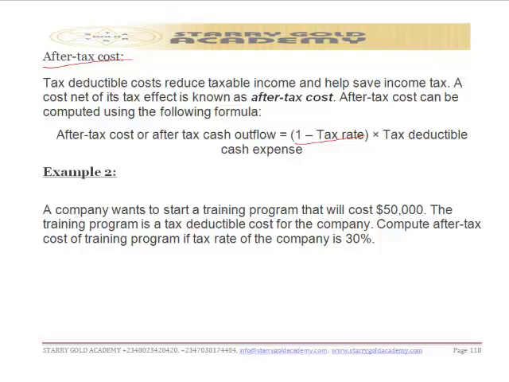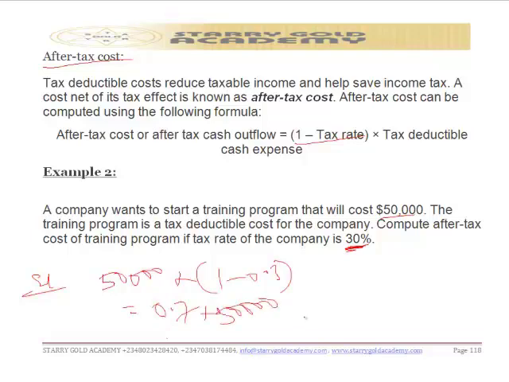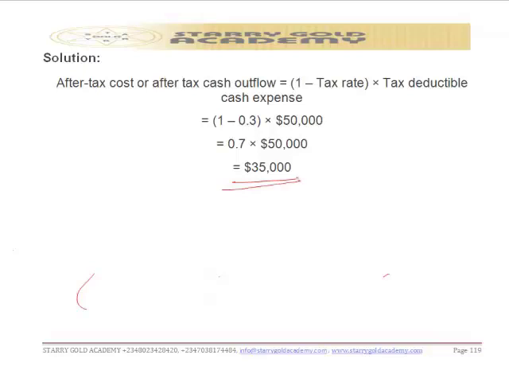Example, a company wants to start a training program which costs 50,000 naira. The training program is a tax deductible cost for the company, and the after tax cost of the training can be calculated after applying the 30% tax benefit. And how do we do this? Solution: the taxable cost is 50,000 multiplied by 1 minus 0.3, which is tax. So it is equal to 0.7 times 50,000. So the cost is now 35,000. So that is what the company will pay.